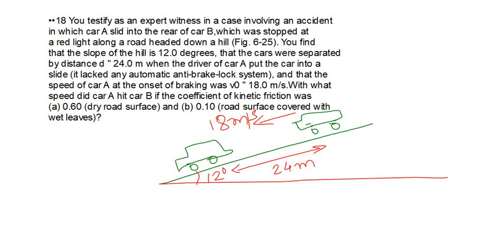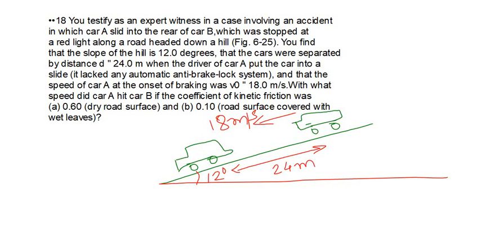When the driver of car A put the car into a slide, it lacked any automatic anti-brake lock system, and the speed of car A at the onset of braking was v0, that is 18 meter per second. With what speed did car A hit car B if the coefficient of kinetic friction was 0.6 and 0.1? So let's try to solve part A with kinetic friction 0.6.